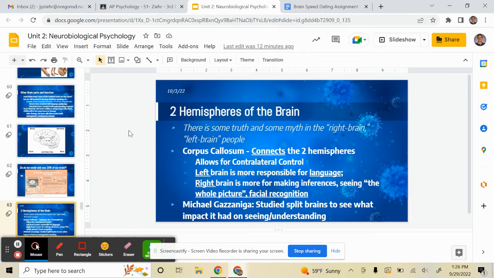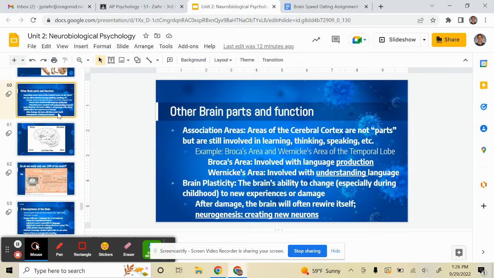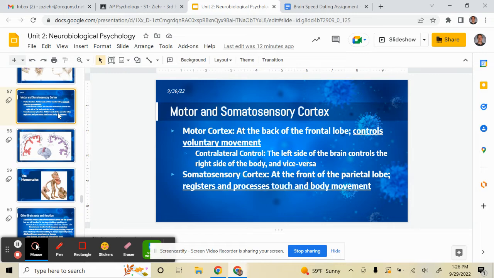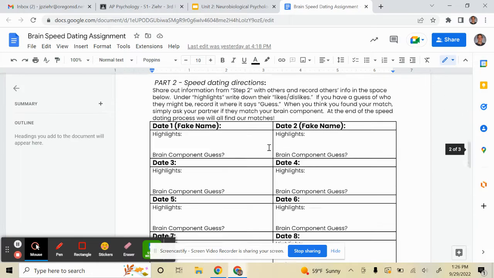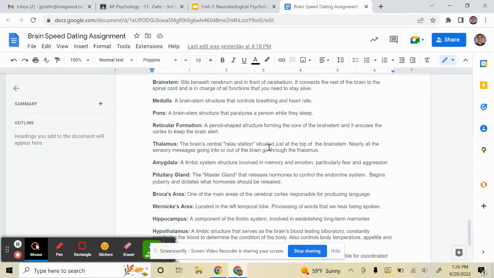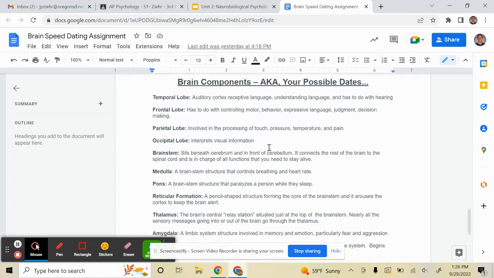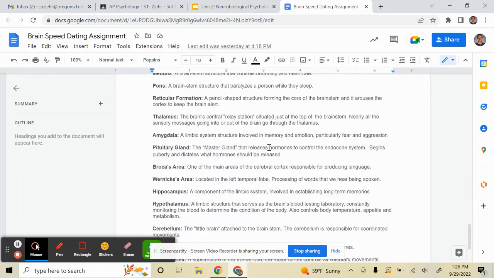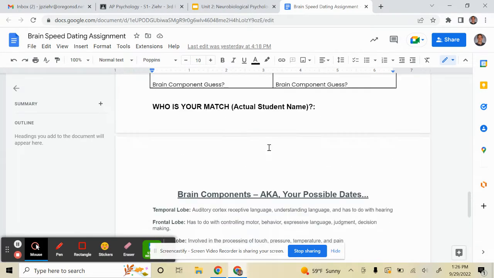Okay, so that is it for those last couple brain components: corpus callosum, Broca's and Wernicke's area, and motor cortex and somatosensory cortex. So at this point, you would have now learned about all of the different brain components that you're going to need to know for our test. And they're listed at the bottom of this worksheet here, actually. So all of them are here for you as a reference.